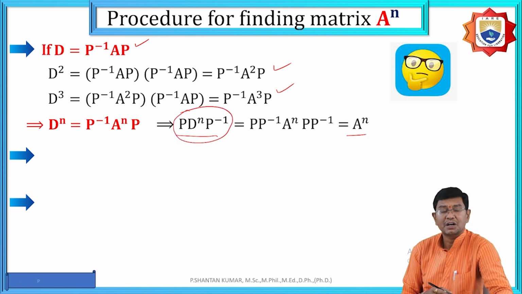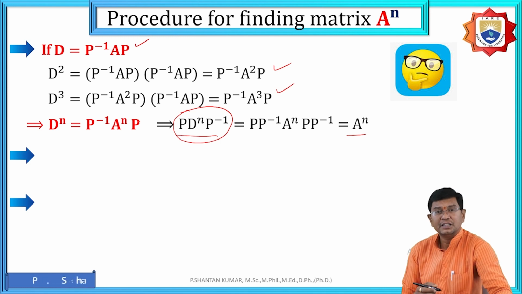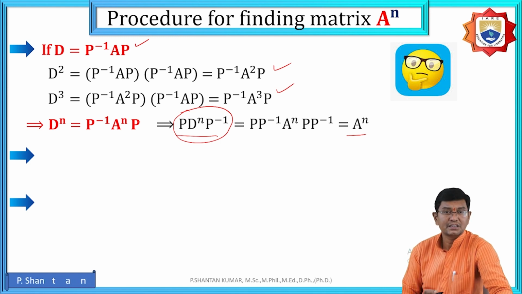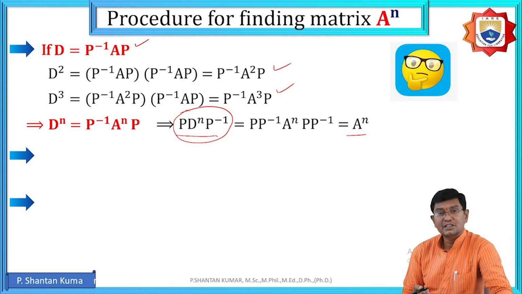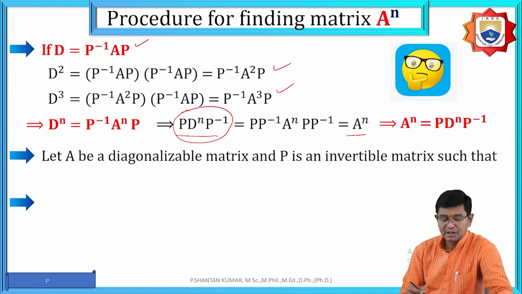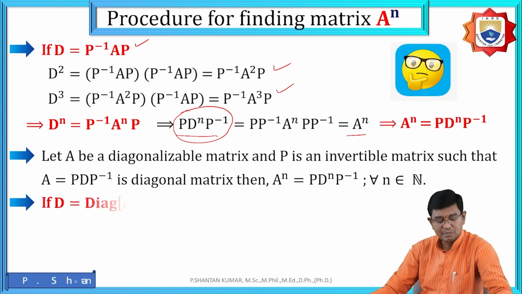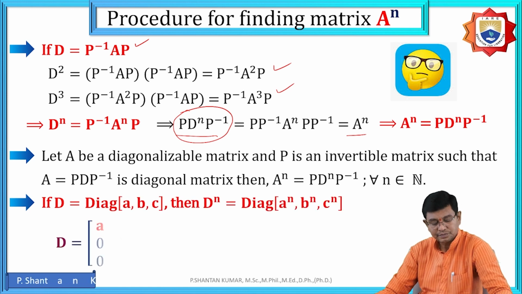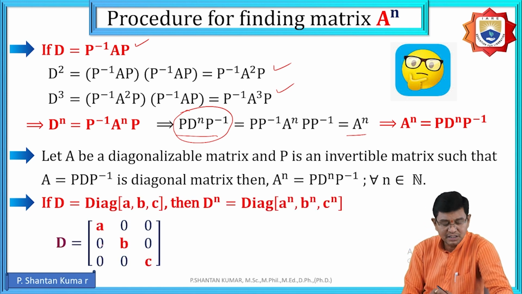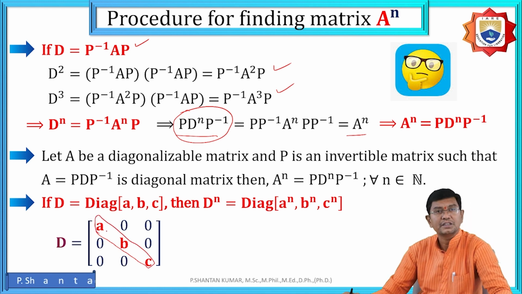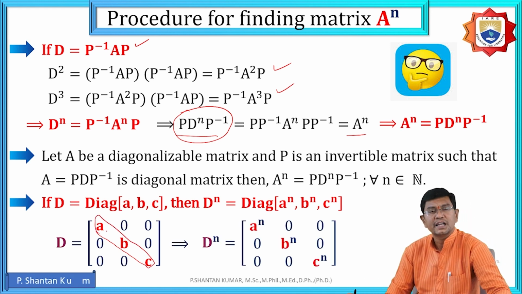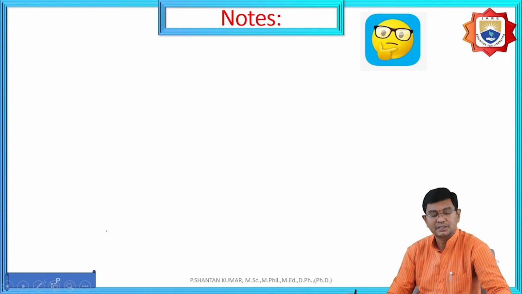That means we know what P and P inverse are. P is nothing but a collection of eigenvectors, that is the modal matrix, and P inverse is nothing but the adjoint of P, or something like that; that is our choice. And after that we need to remember the diagonal matrix, whose diagonal elements are the eigenvalues of the matrix.